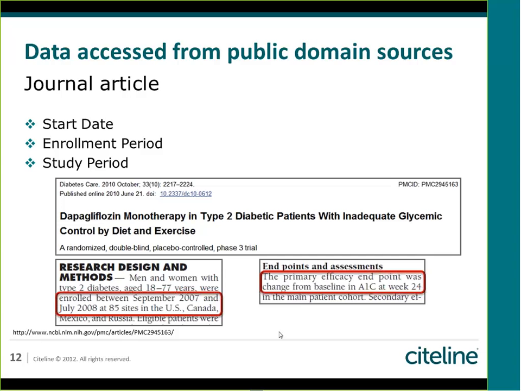This is the last example that I have, and this is an example of a published journal article that provides quite a bit of very good data, including the start date of September 2007, because patients were enrolled between September 2007 and July 2008, which is our enrollment closure date, and that duration between those two dates provides our enrollment period. We also get some site information here, and we also get the study or treatment period because the primary efficacy endpoint was measured at week 24.